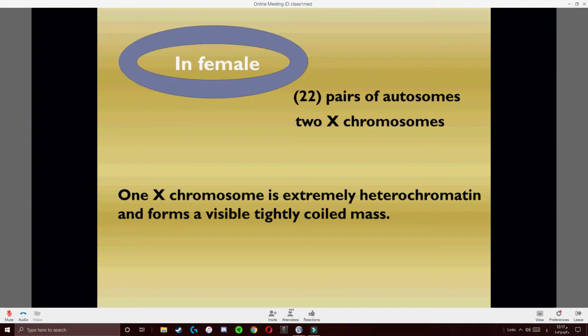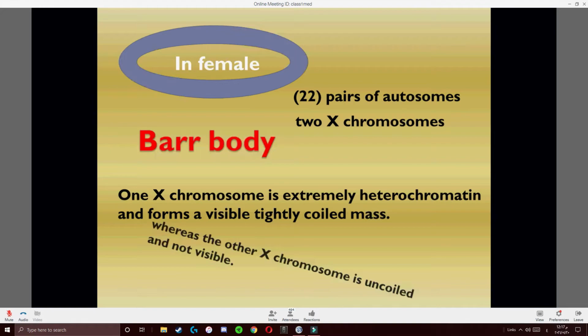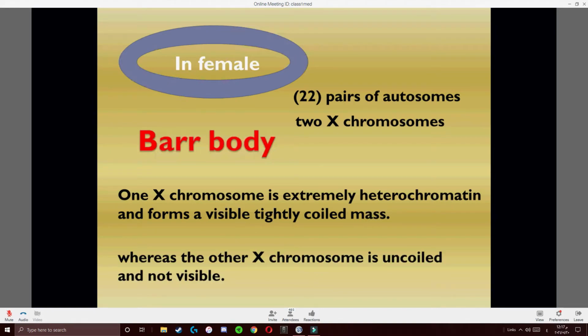One X chromosome is extremely heterochromatic and forms a visible, tightly coiled mass called the bar body. So one of the chromosomes is entirely heterochromatin, and we know that heterochromatin is coiled and condensed, therefore it forms a visible mass that we call the bar body. Whereas the other X chromosome is uncoiled and not visible.